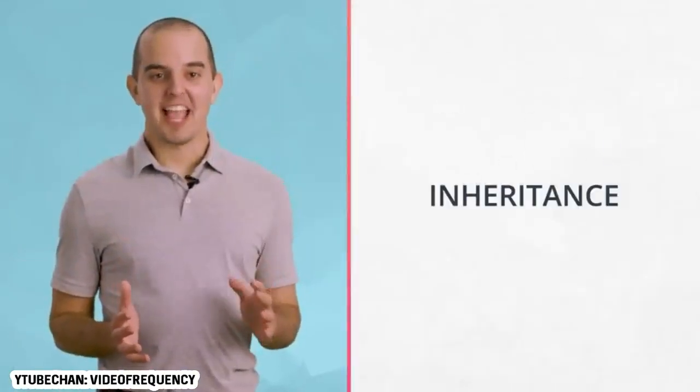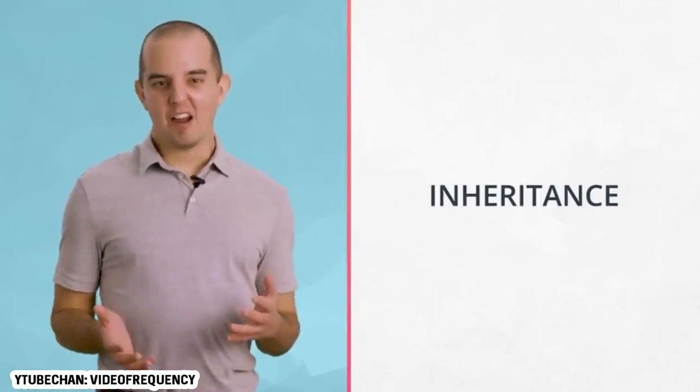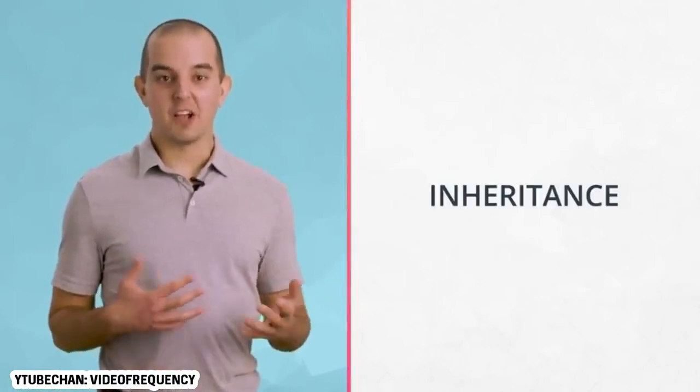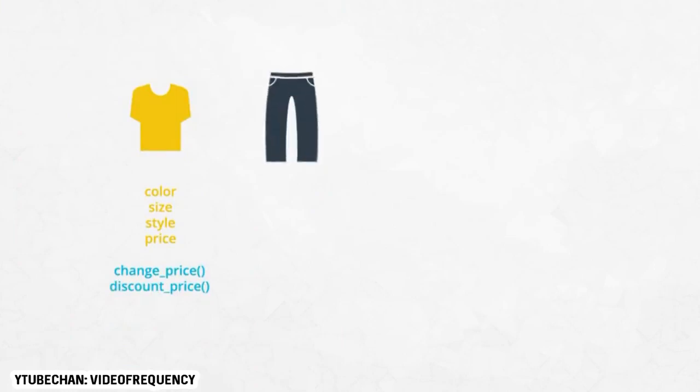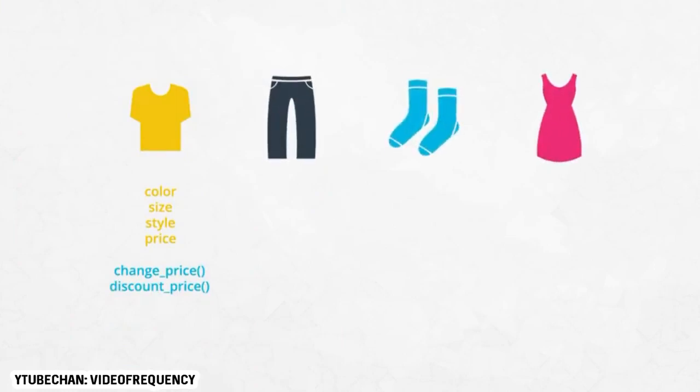There's one more object-oriented topic to cover in this lesson: inheritance. I think inheritance is easier to understand using a real-world object, like the shirt example from earlier in the lesson. The shirt had 4 attributes: a color, size, style, and price. And the shirt also had 2 methods: a method to change the price and a method for calculating a discounted price. As the store expands, it might stock other types of clothing like pants, socks, and dresses.